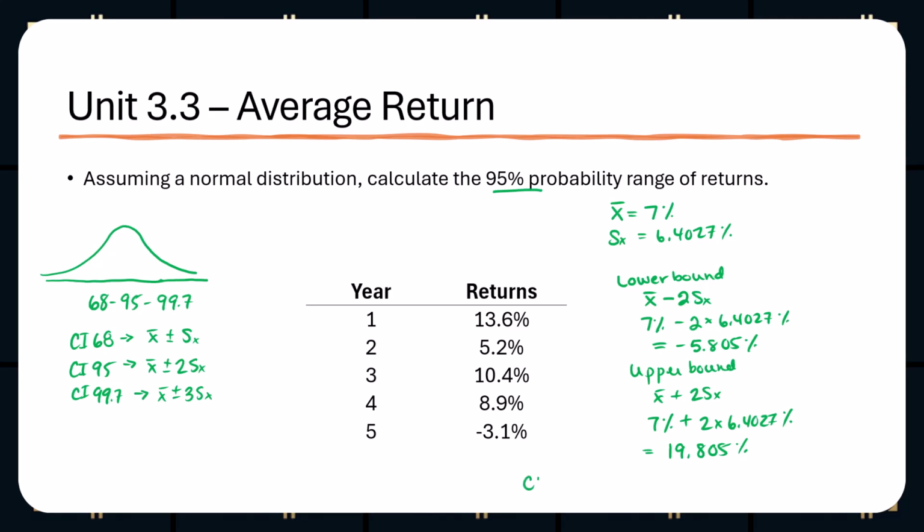Now, why do we care? That's a great question. That's because the 95% confidence interval range, that's what this is going to represent, is between negative 5.805% and 19.805%. What does that tell me? It tells me that if these returns do come from a normal distribution, 95% of the annual returns should fall within this range that we found here, between negative 5.8% and a positive 19.8%.